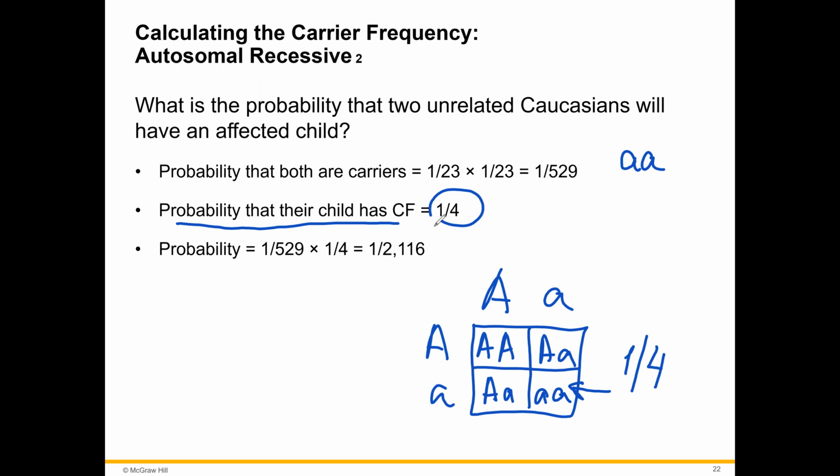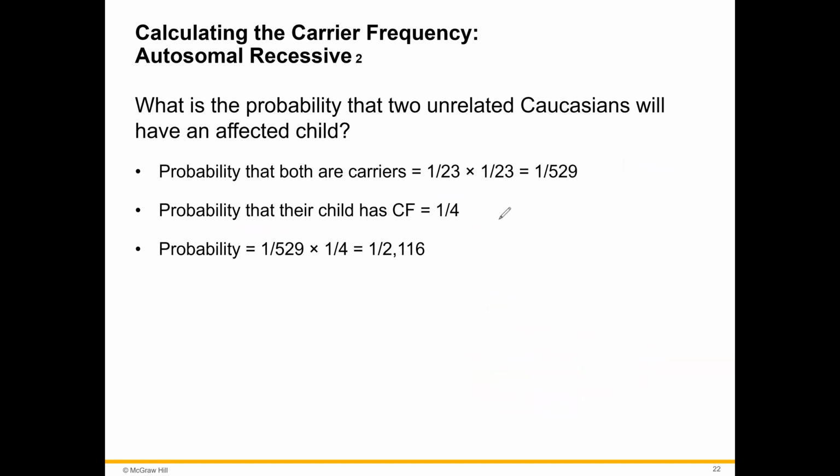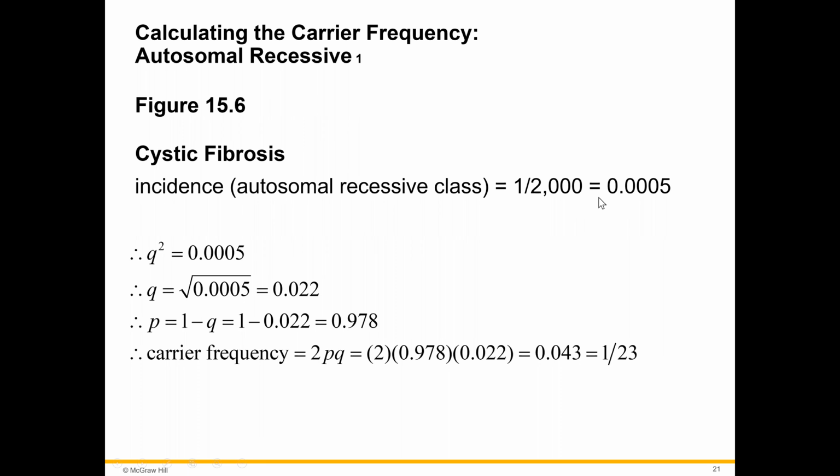The probability that both are carriers is 1 over 529, and we got it from the previous calculation. So now the probability that two unrelated Caucasians will have a child with cystic fibrosis: you need to multiply the probability that they both are carriers by the probability that the child will have little a. When you multiply it, it will be 1/2116. And that's exactly what we have over here, which we can take from our observations.